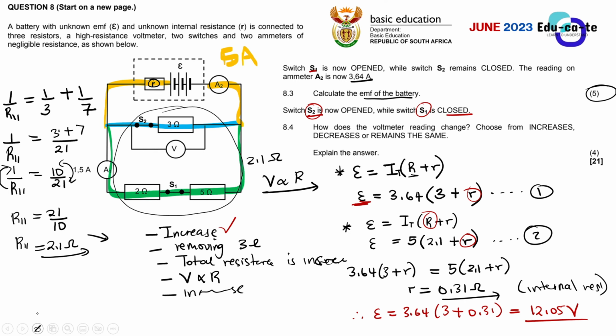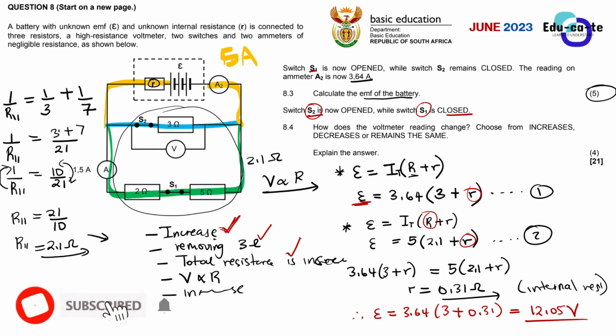If you explain things the way that I said, you get all the marks. The final answer: the voltmeter reading is increasing. Why? By opening the switch S2, we are removing the 3 ohms resistor. So this means that the total resistance will increase. And since the voltage and resistance are directly proportional, the total voltage is also going to increase. That is going to give you a full 4 marks.